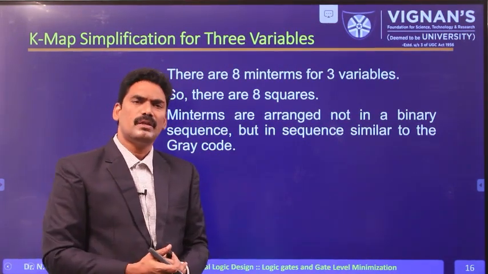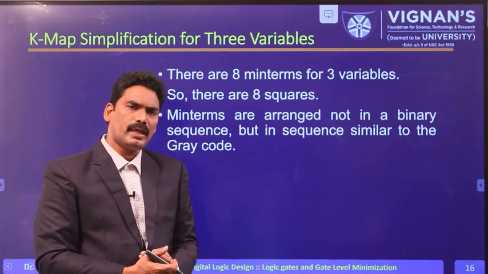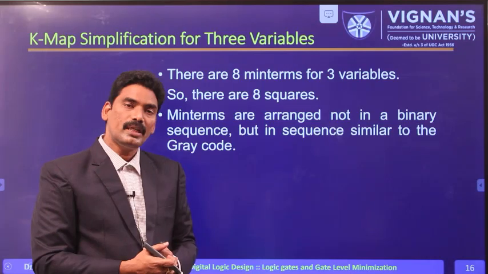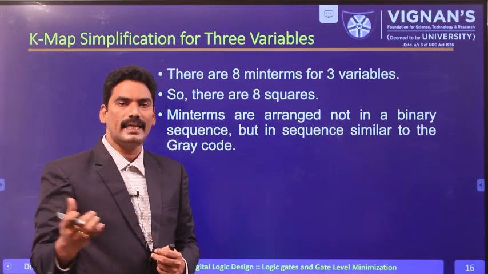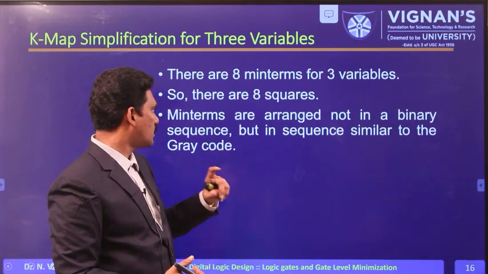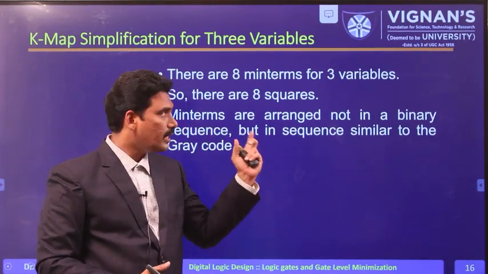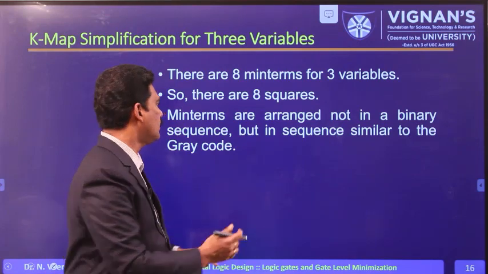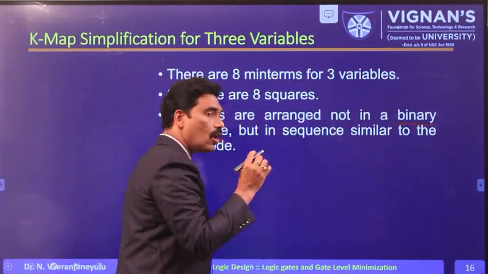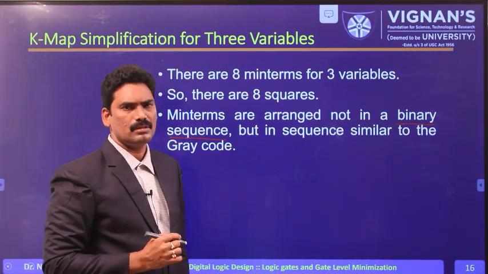2 variable K-map contains how many squares? 4, 2 square, 4. 3 variable K-map contains how many squares? 2 cube, that is 8. 8 squares will be there. So, there are 8 squares, and minterms are arranged not in a binary sequence. This is very, very important. Minterms are not arranged in a binary sequence.